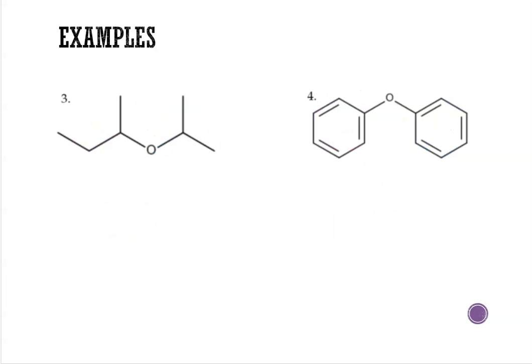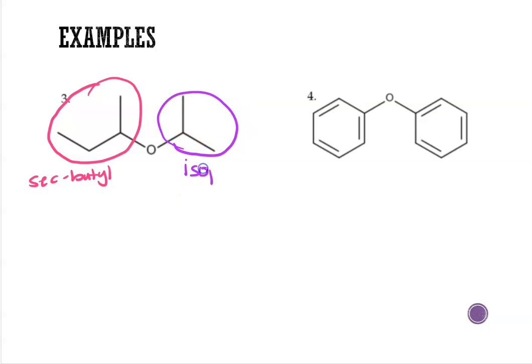All right, so next up here, we have this group on the left. This is going to be a sec-butyl group. And then over here on this side, I have an isopropyl group. I'm just going to put these in alphabetical order. Sec is a prefix, so I actually look at the B for butyl. Isopropyl is part of the word, so I look at the I here. So this is going to be sec-butyl isopropyl ether.